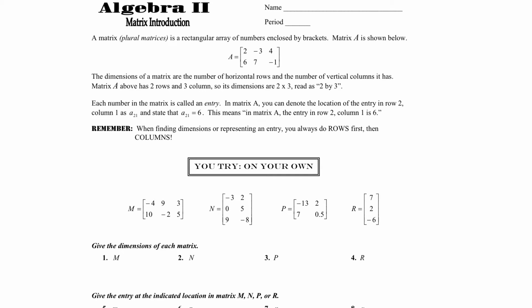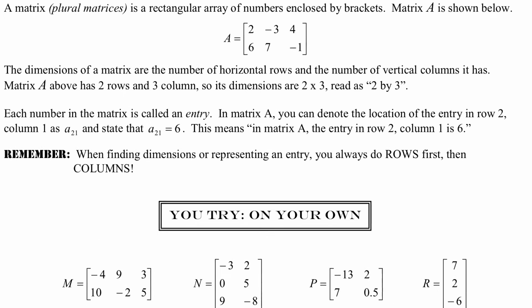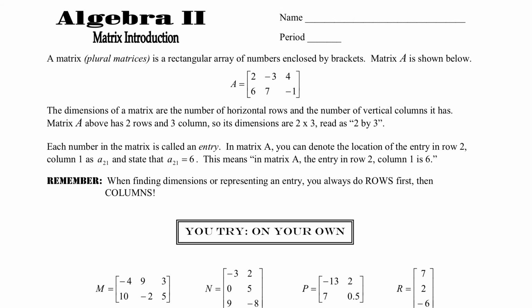All right, guys, just a quick little introduction to matrices here. Matrix is the singular and matrices is the plural. Okay, so this is just a way for us to collect information. And so, like, you have a matrix here, and what we've got is rows that go this way, and then we have columns that go up and down.